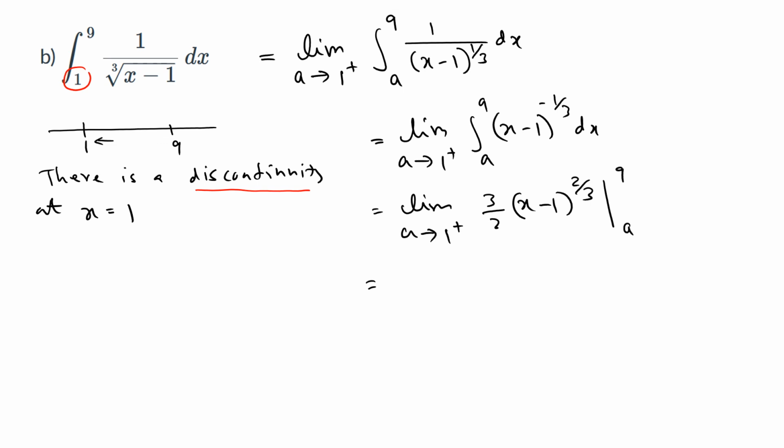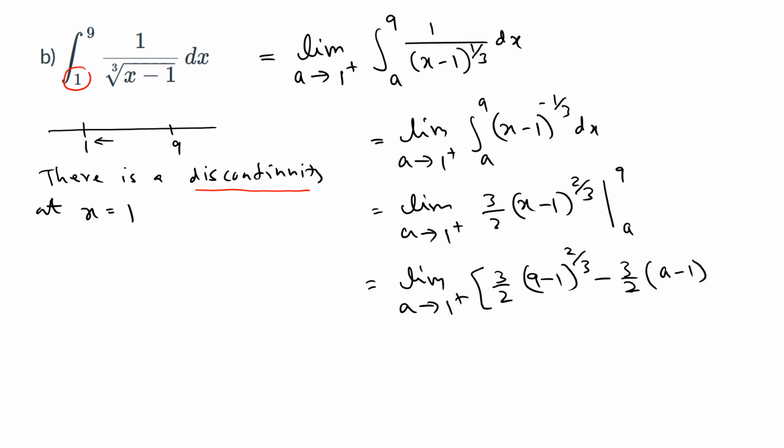So let's do that. It's the limit as a goes to 1 plus. Let's evaluate. This is 3/2 times (9 minus 1) to the 2/3, minus 3/2 times (a minus 1) to the 2/3. You can see a goes to 1 plus, so that term goes to 0, and it's a positive power, so the whole thing goes to 0. Because the inside goes to 0 and it's a positive power, it goes to 0. And so finally, you're going to get 3/2 times (9 minus 1).